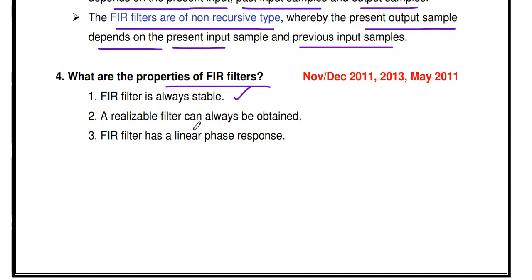And a realizable filter can always be obtained. Okay, we can design the realizable filter. Then the FIR filter has a linear phase response. Okay, so all FIR filters have linear phase characteristics. So these are some of the important properties of FIR filter. Okay, so it's a very important question.